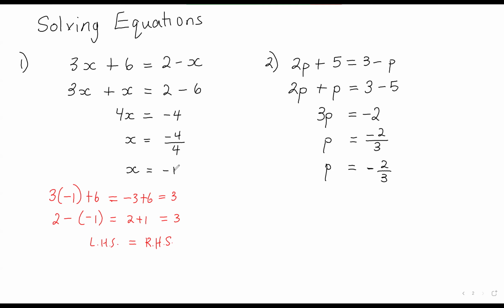So similarly, for number 2, p is negative 2 over 3. So I have to substitute p as negative 2 over 3 into the right-hand side and the left-hand side of the equation to see if they're both the same answer. So if I say 2 times negative 2 over 3 plus 5, well, that would give me negative 4 over 3 plus 5.